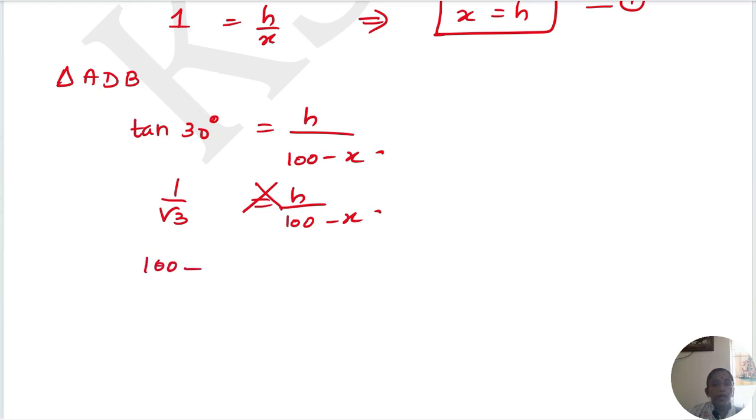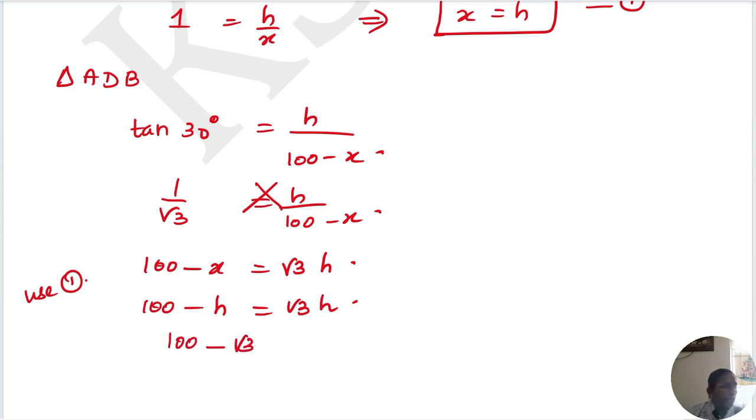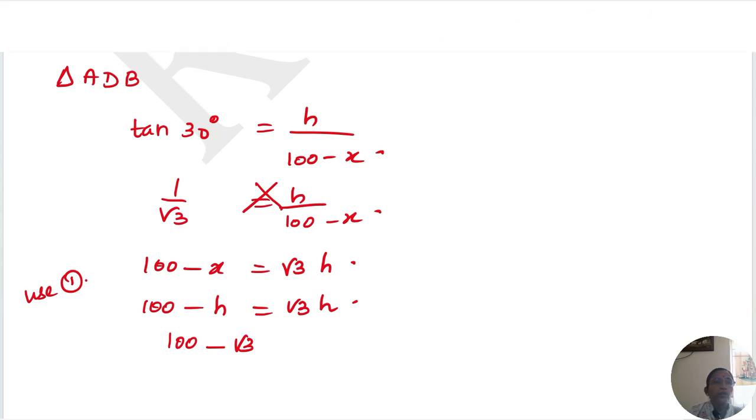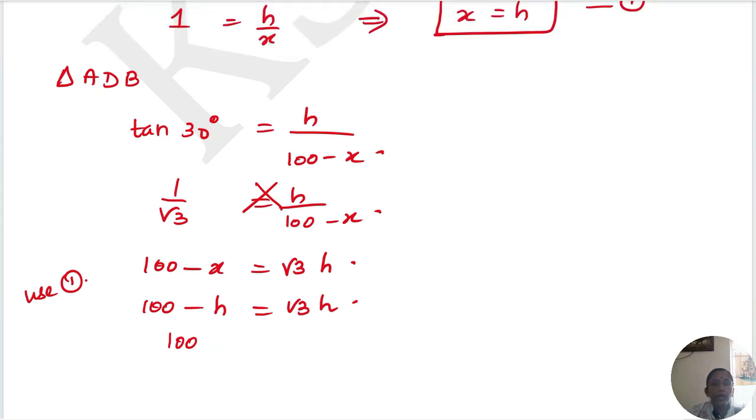So 100 minus x is equal to root 3h, and now you can use equation number 1. Equation number 1 is x is equal to h. So 100 minus h is equal to root 3h. Bring h to one side and the number to the other side. So root 3h on one side and the number 100 on the other side.